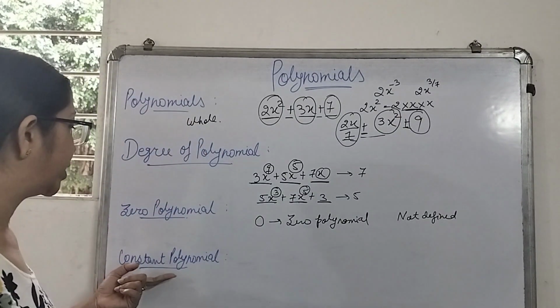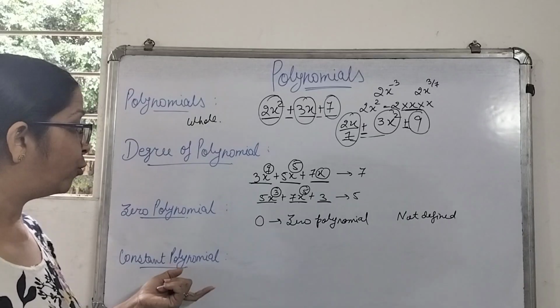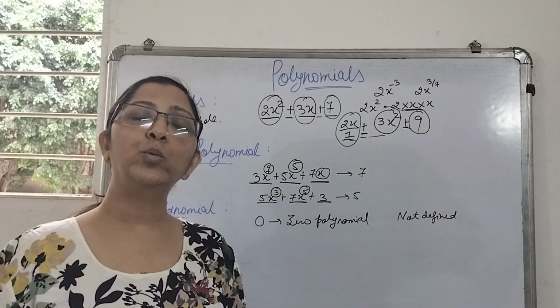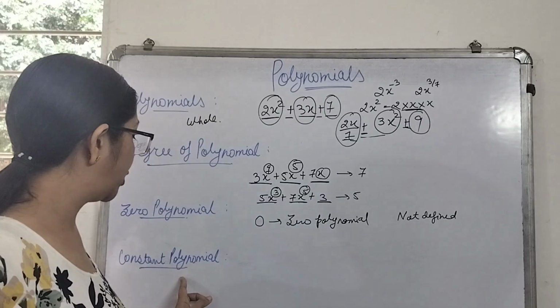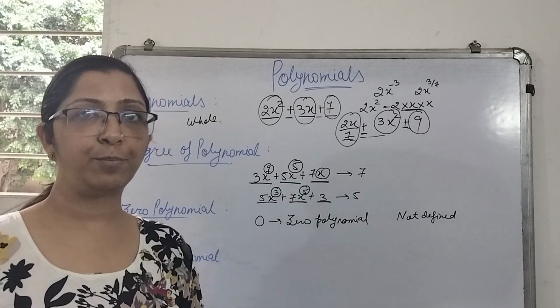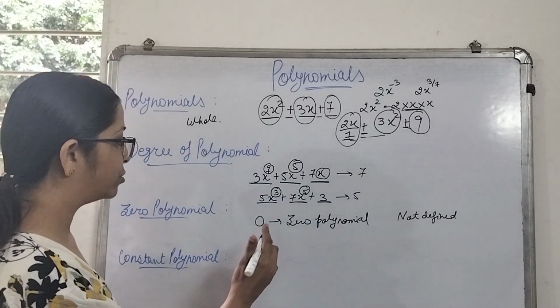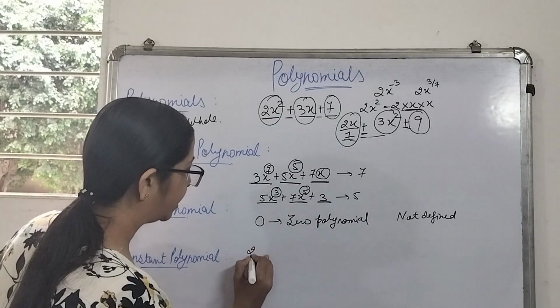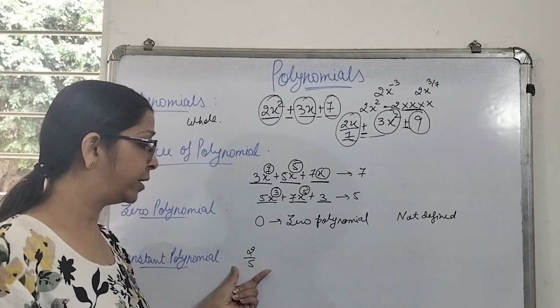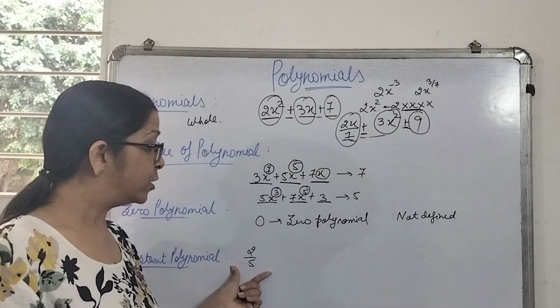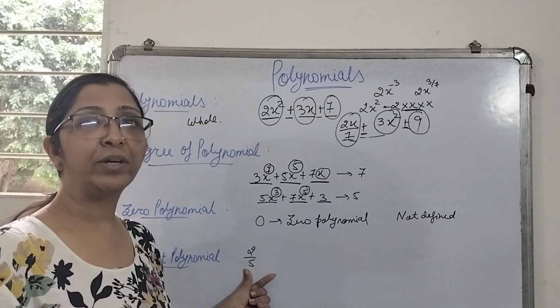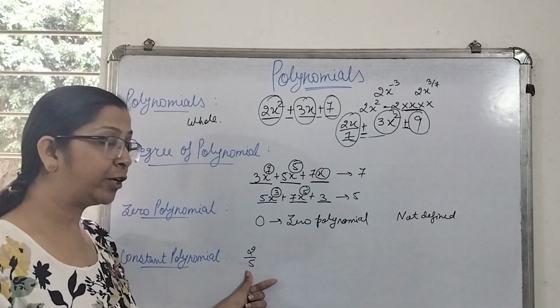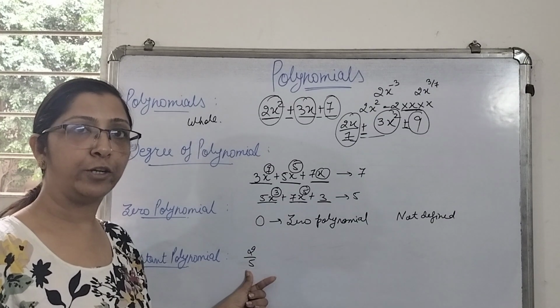Now let's see what a constant polynomial is. When a polynomial has only constants and there is no variable part, such polynomials are known as constant polynomials. For example, 2 upon 5 is also a polynomial. In this polynomial the constant is 2 upon 5, but there is no variable part. So such polynomials are known as constant polynomials.